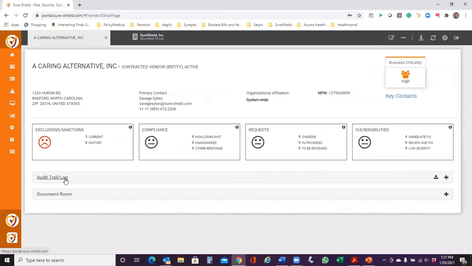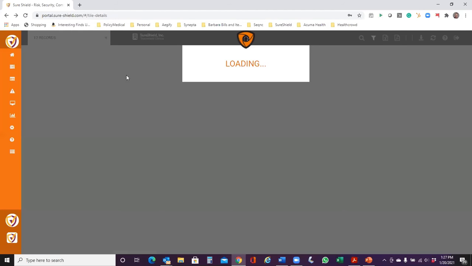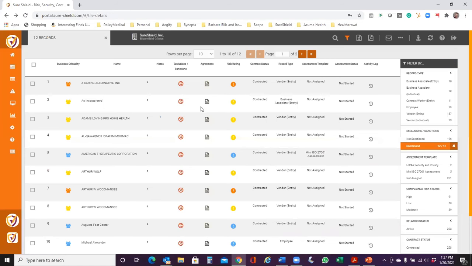It will provide me a full audit log. So again, something very critical if you're doing follow-ups on these, and it will actually have all of the previous audit paths on that particular vendor. You'll notice that it had this frowny face basically on it.